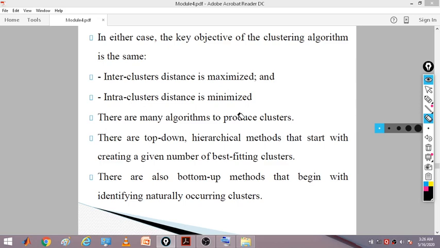There are many algorithms to produce clusters. There are top-down hierarchical methods that start by creating a given number of best fitting clusters. You start with some random number, like initially assuming 3 or 4 clusters. There are also bottom-up methods that begin with identifying naturally occurring clusters, so you can use either approach.